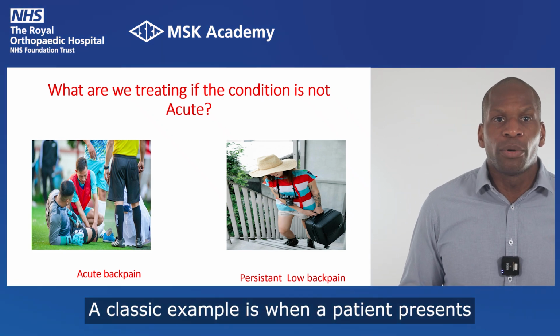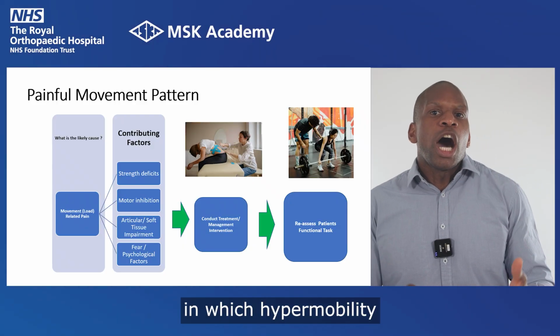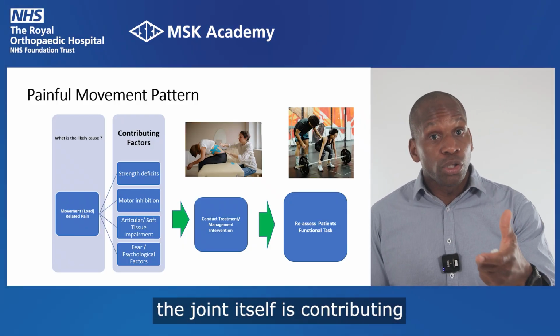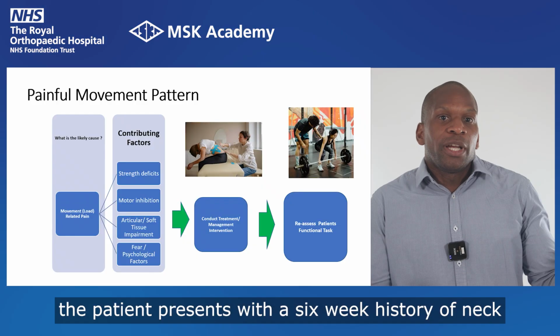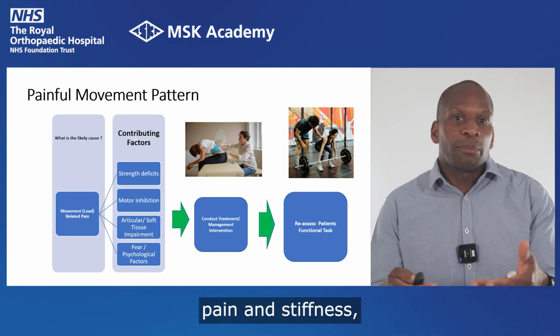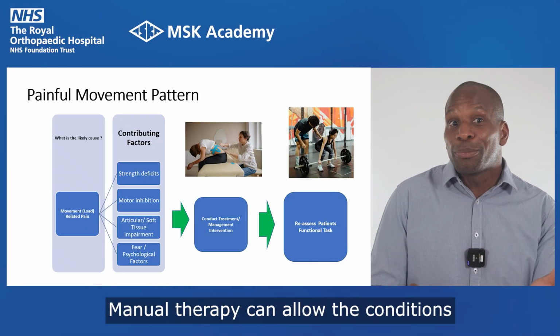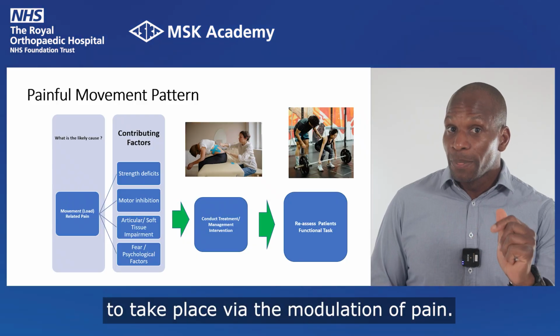A classic example is when a patient presents with a painful movement impairment in which hypermobility of either the muscle overlying a joint or the joint itself is contributing to a painful movement pattern. For example, the patient that presents with a 6-week history of neck pain and stiffness, which is driven by a muscle or joint impairment. Manual therapy can allow the conditions for therapeutic exercise to take place via the modulation of pain.